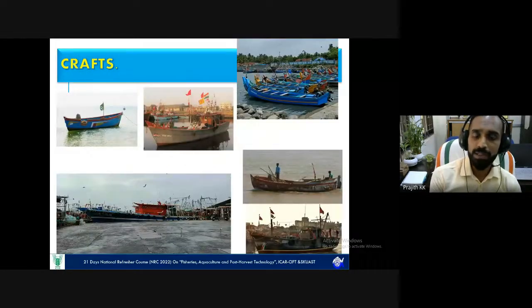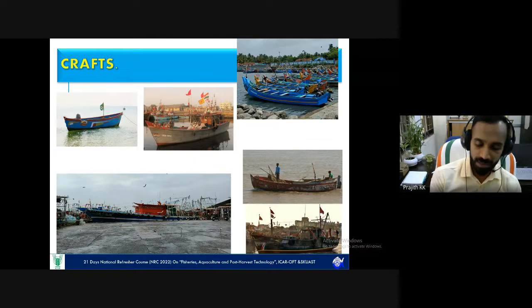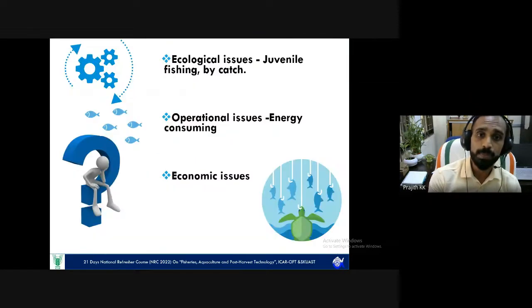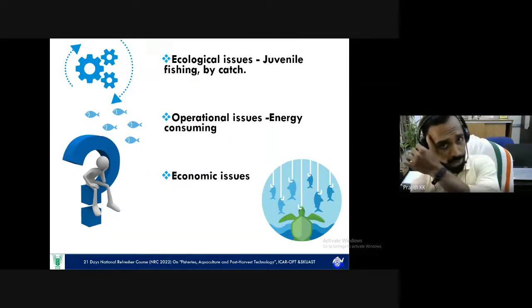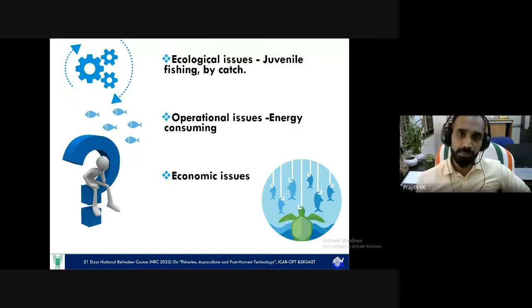For the use of a gear, there needs to be a platform. That is the craft. The craft diversity, distribution, or structure differs regionally and is also gear specific, as some crafts are gear specific. So regionally and locally this structure also differs. Coming to the problems associated with fishing, there are different types, mainly ecological issues, operational issues, and the resulting economic issues.